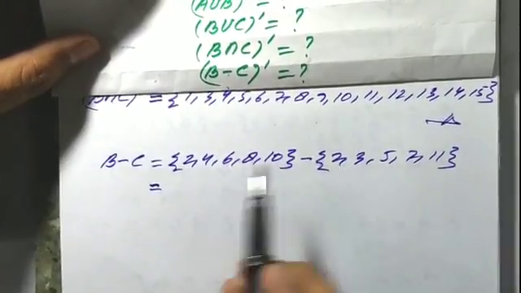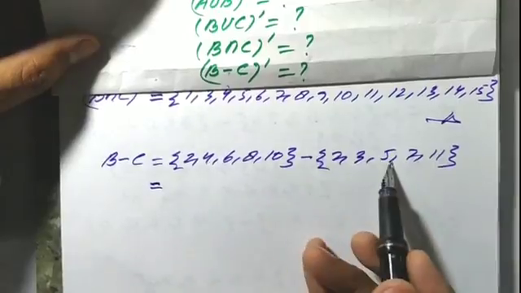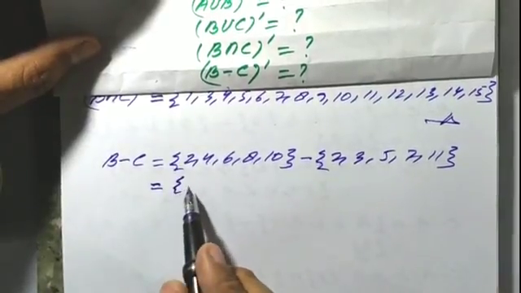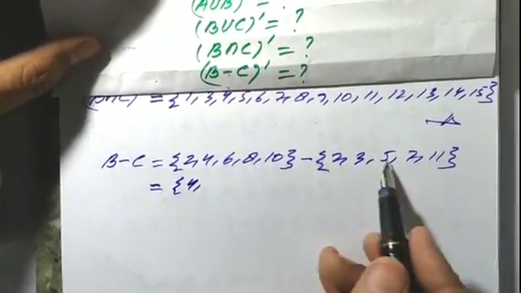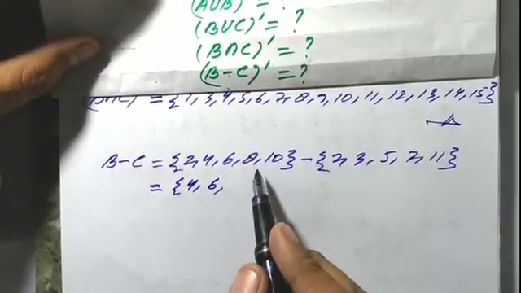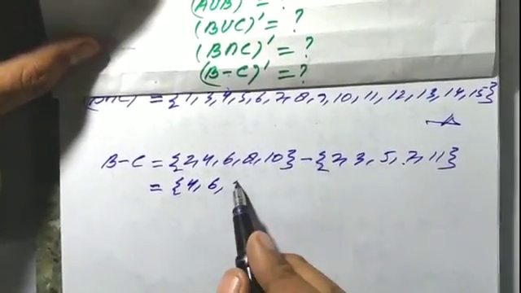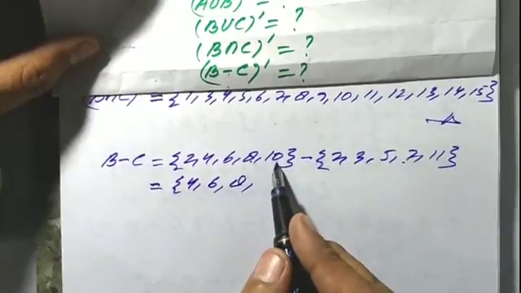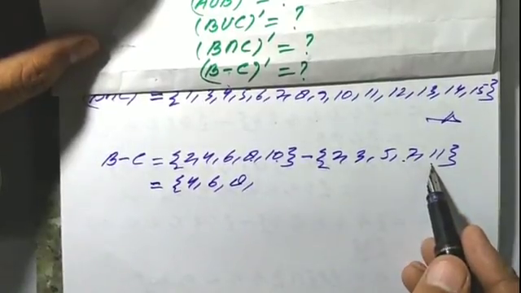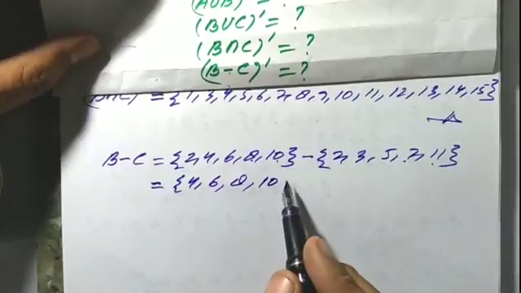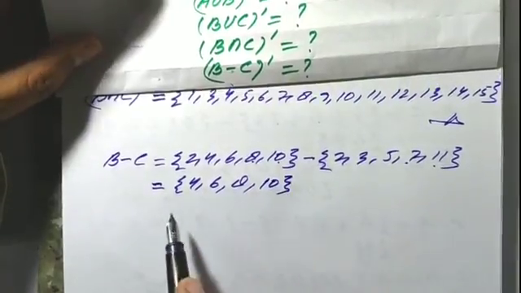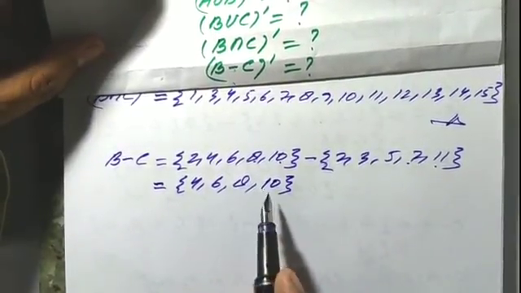So 2 is contained by C, we have to exclude it. 4 is not contained by C, so we have to include it. 6 is not there in C, so we have to take it. 8 is not there in C, we have to take 8, and 10 is also not contained by the set C, so we have to include 10 also. So B minus C is the set of 4, 6, 8, 10.